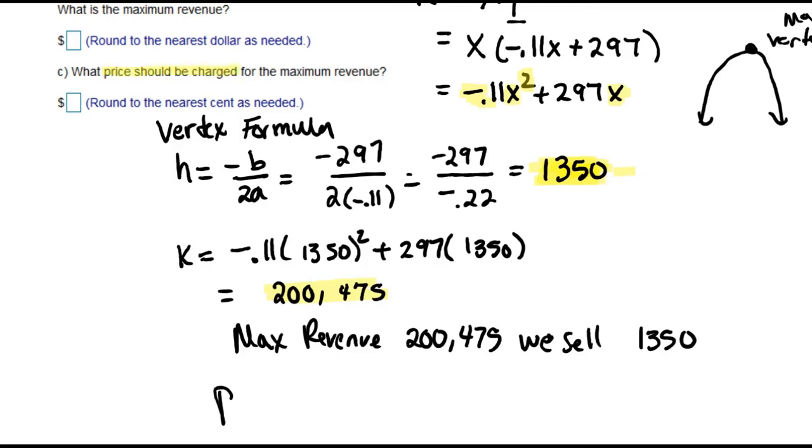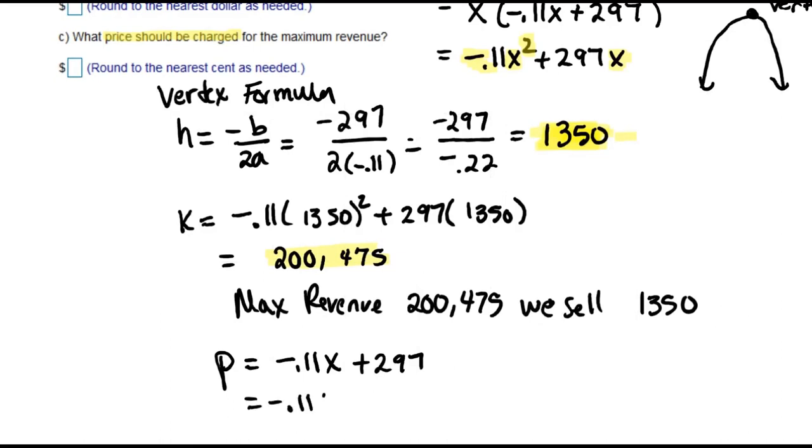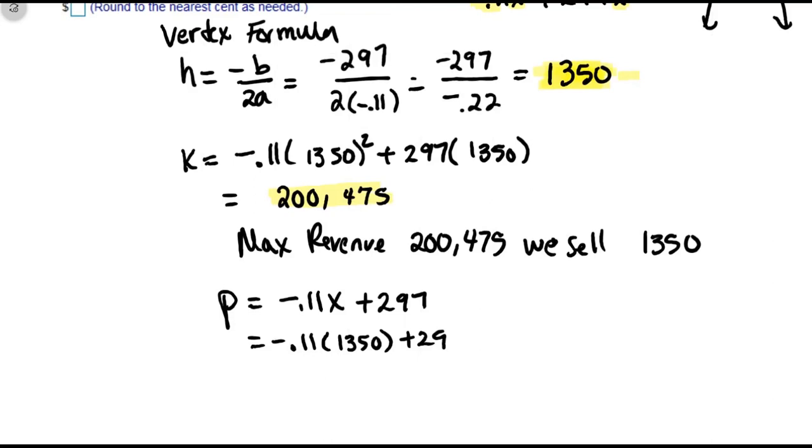So we can substitute into our demand function, negative 0.11x plus 297. We'll substitute x into that: 1350 times negative 0.11 gives me negative 148.5, plus 297. And I get 148.50. Hold on, I'll double check. 297 minus 148.50. Yep, that's right. So the price that we should charge to maximize the revenue is $148.50.